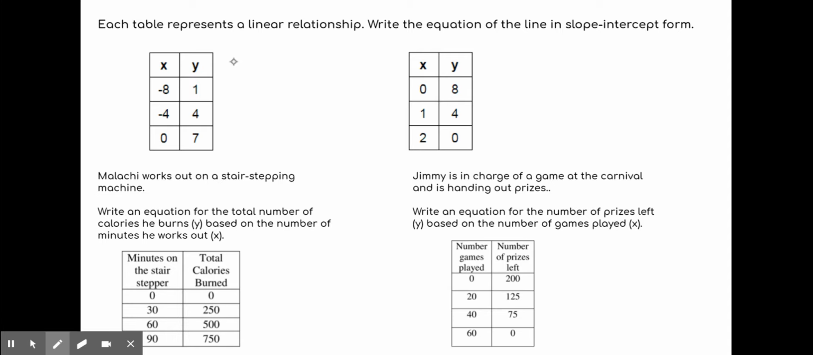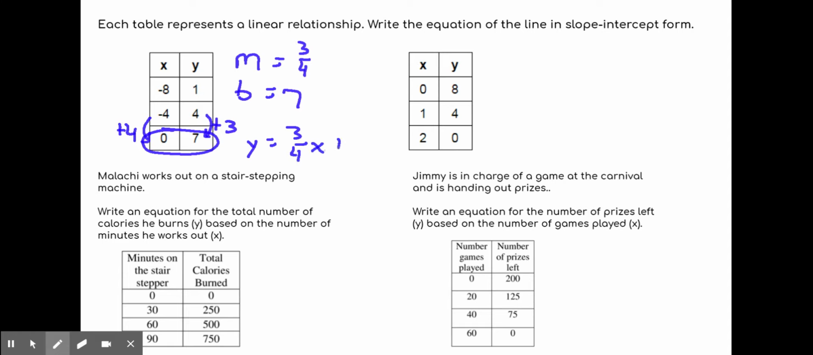Okay, so what about a table? We need the same two things. We need the slope, we need the y-intercept, then we can write the equation, right? So remember, with slope, we can pick any 2 points. It does not matter which 2 points we choose. If I go from 4 to 7, that's +3. If I go from -4 to 0, that's +4. So change in y over change in x, my slope is 3/4. B is my y-intercept. The x value is 0, so I look through my table. There is my y-intercept. B is 7. So y equals 3/4 x plus 7.